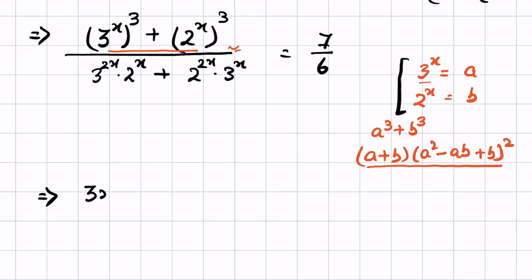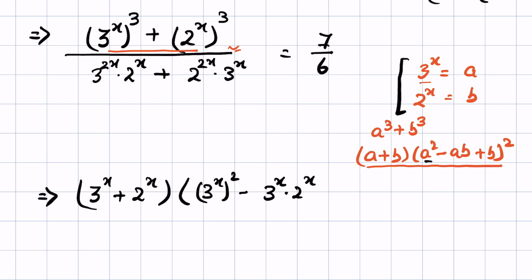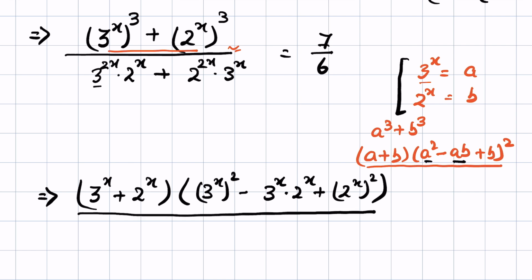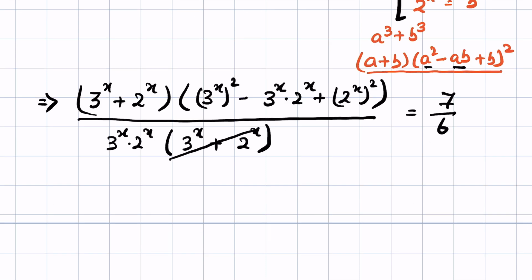So (3^x + 2^x) times ((3^x)^2 as a square, minus 3^x times 2^x as ab, plus b square, which is (2^x)^2), upon, here we can take 3^x times 2^x as common and write it as (3^x + 2^x), is equal to 7 upon 6. Now this and this get cancelled.